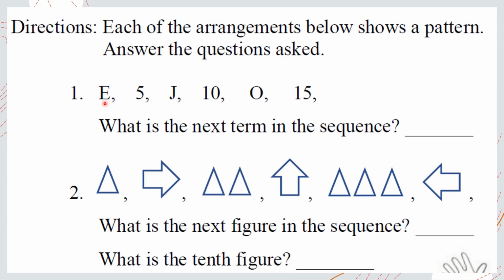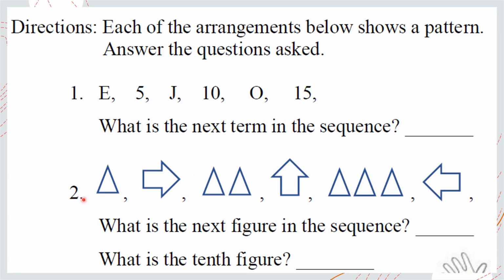So as you can see, may pattern kaagad. 5, 10, 15. E, J, O. Okay? So the question now is, what is the next term of the sequence? Ano kaya ang susunod dito? Okay? So you can write your answer at the comment section. Pakilagay na lang doon yung sagot ninyo. Anyway, kayang-kaya ninyo naman yan. Alam ko kayang-kaya ninyo yan.